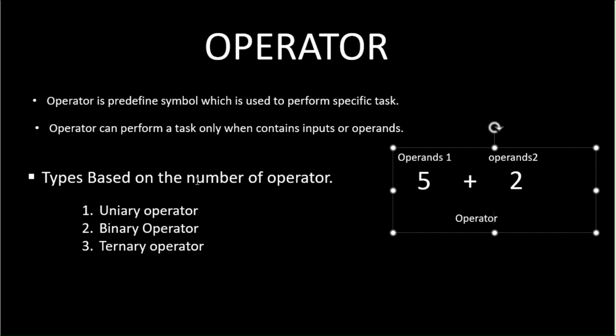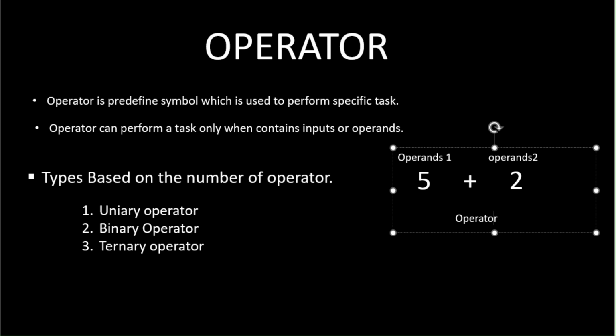Based on the number of operands, there are three types of operators: unary operators, binary operators, and ternary operators. So what are unary operators? Unary operators are operators which have only one operand. Binary operators have two operands, operand 1 and operand 2, and the operator is plus, which is called a binary operator. And a ternary operator has three operands.